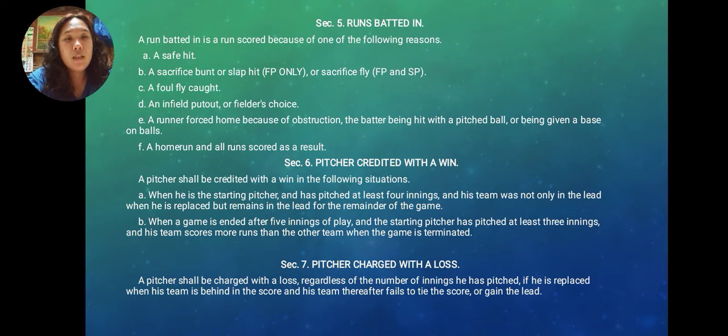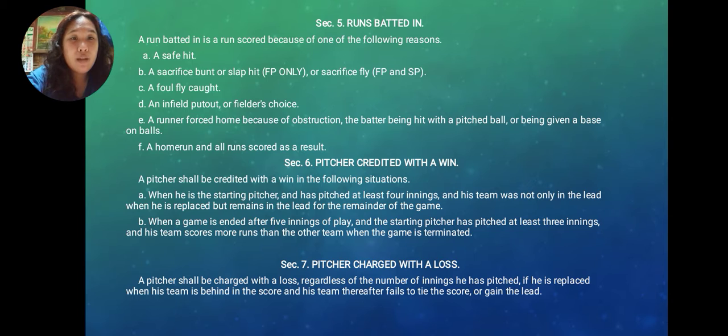So for Section 6, pitcher credited with a win. A pitcher shall be credited with a win in the following situations. Letter A, when he is the starting pitcher and has pitched at least 4 innings, and his team was not only in the lead when he is replaced but remains in the lead for the remainder of the game. So for the letter B, when a game is ended after 5 innings of play and the starting pitcher has pitched at least 3 innings and his team scores more runs than the other team when the game is terminated.